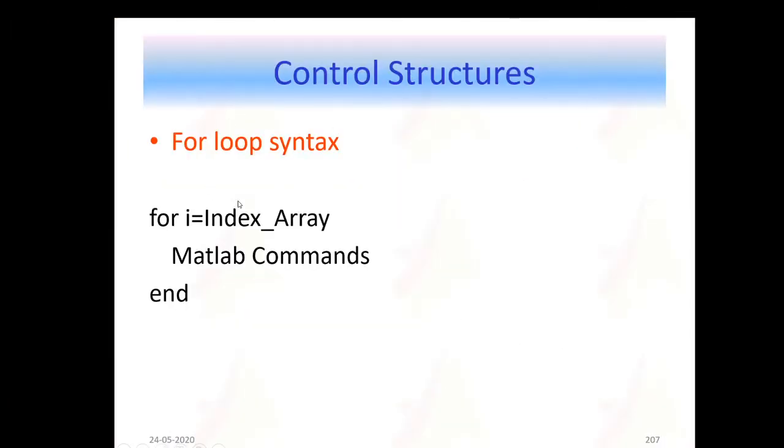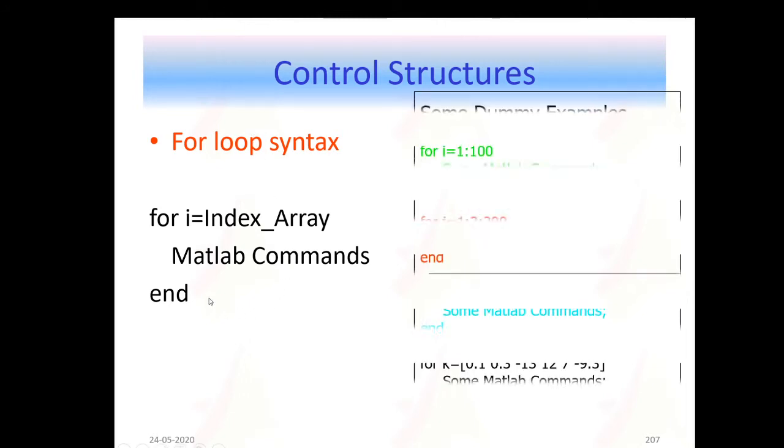Then another one, the control structure, the for loop: for i equal to index array. It may be 10 or 20. I hope you have come across for loops in C. In C, what you have done is for i equal to 0, i less than or equal to 10, i plus plus, something like that. Here there is no increment operator. It is auto-incremented by 1, or otherwise you can manually increment inside the for loop. Okay, so this is the thing.